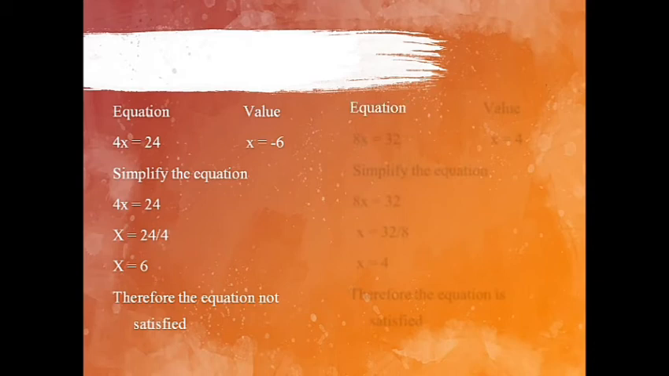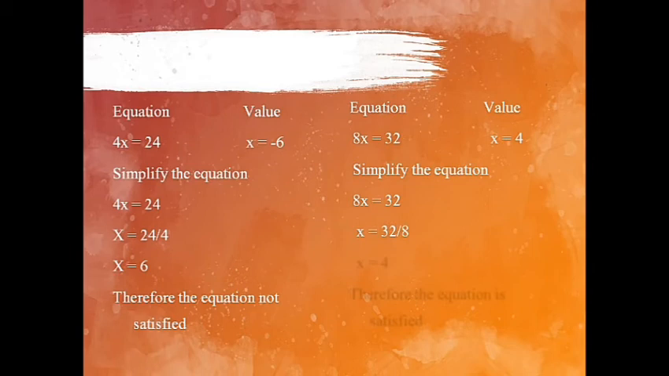Then the next equation is given 8x equals to 32, and the value for it is given 4. So we simplify the equation to get the value of x. Therefore the given equation we will write, that is 8x equals to 32, and we will transfer 8 to the right hand side, so it will go in the form of division as it is given in the form of multiplication. Therefore x equals to 32 divided by 8, and 32 divided by 8 is equals to 4. So here we got the value of x as 4 and the given value of x is also 4. It means therefore the equation is satisfied.